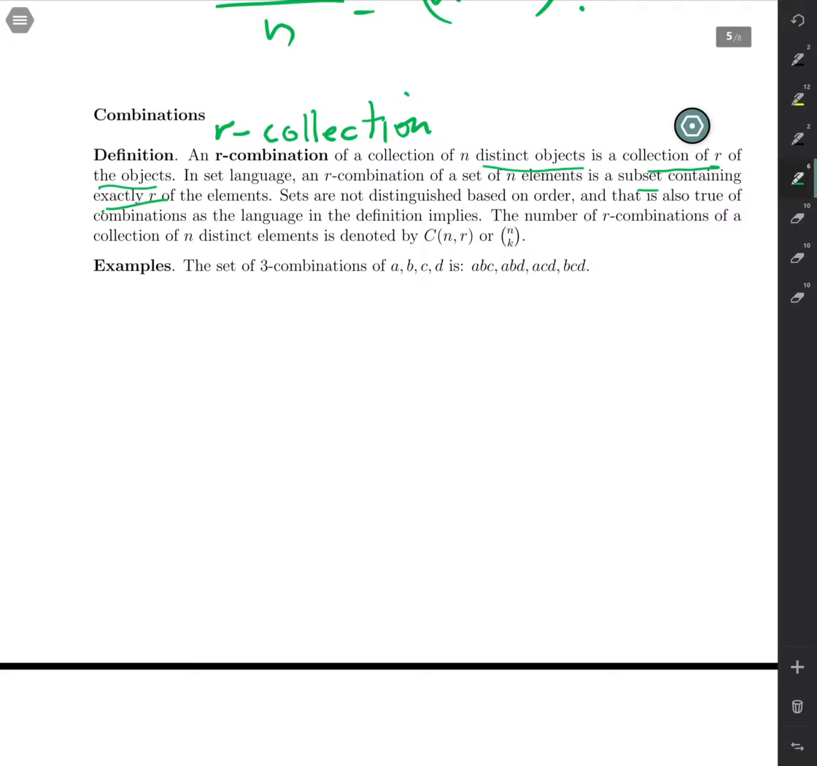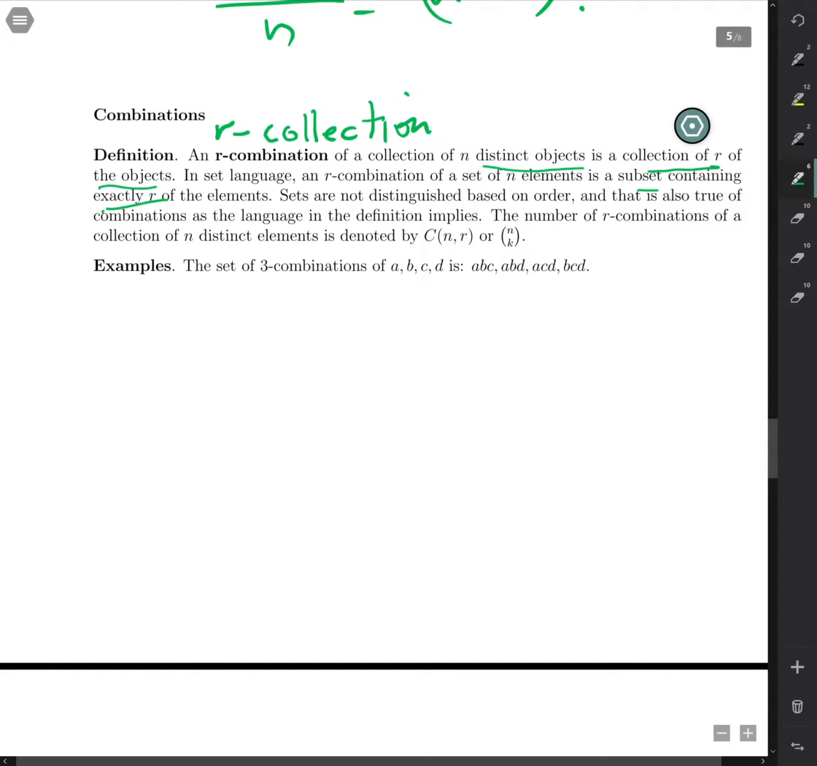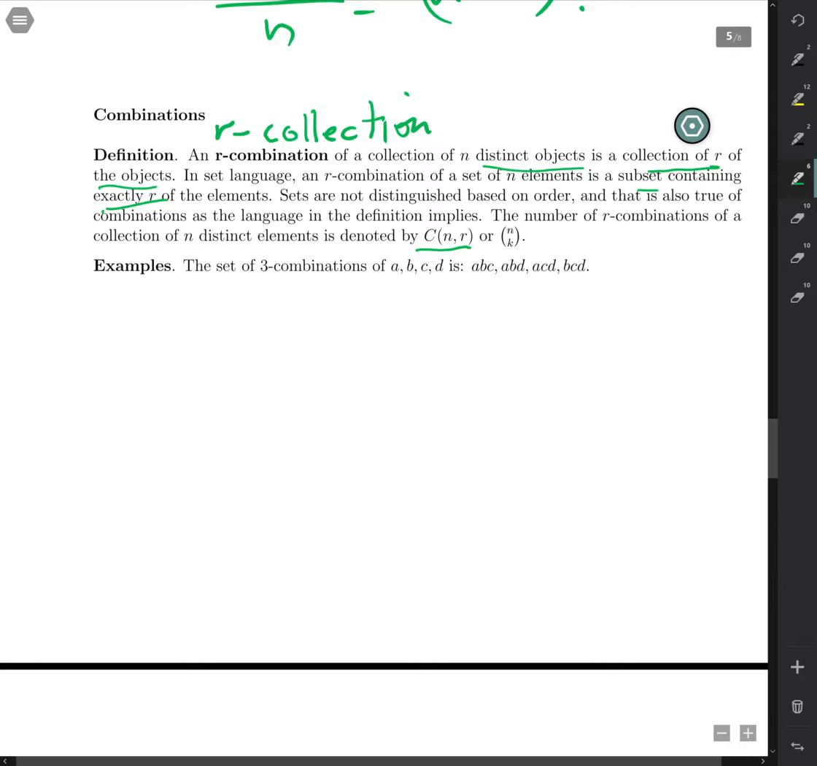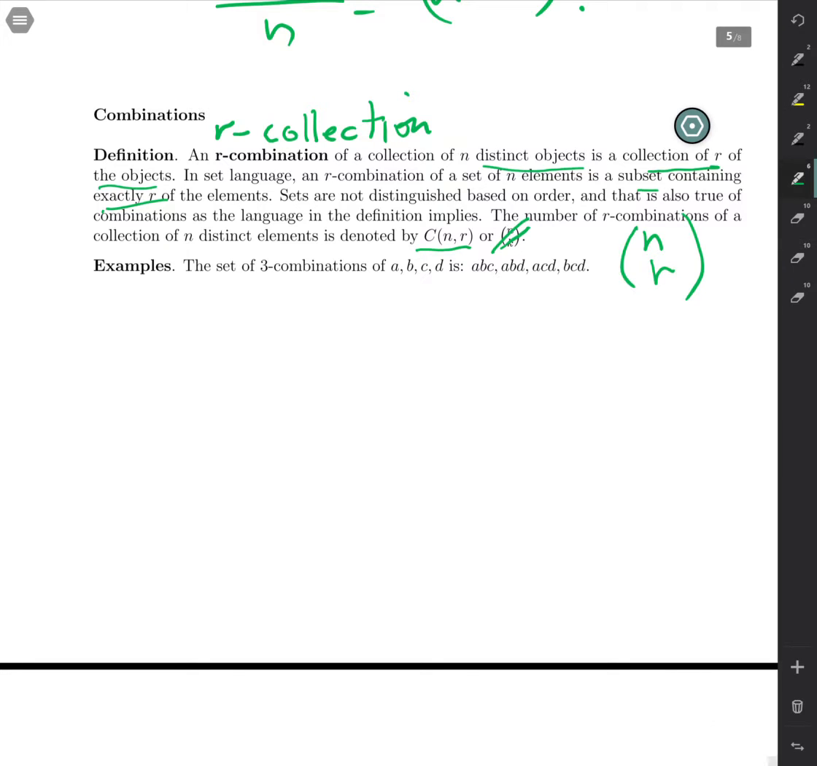We have a symbol for the number of R combinations of a collection of N distinct elements. It's denoted by C(N, R), I wrote that wrong. It's written N over R, no dividing line there, just N over R inside the parentheses. And we'll come back to that notation and describe why it's used and where.